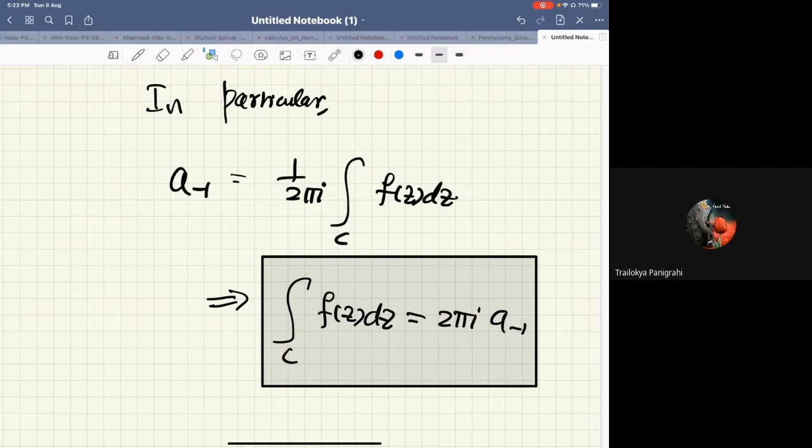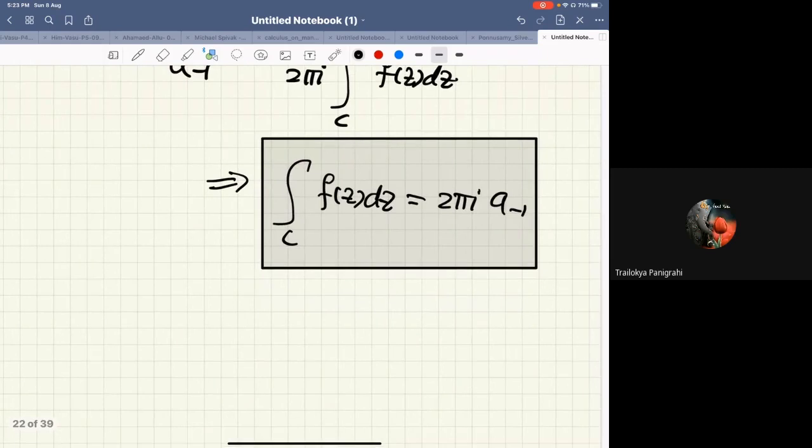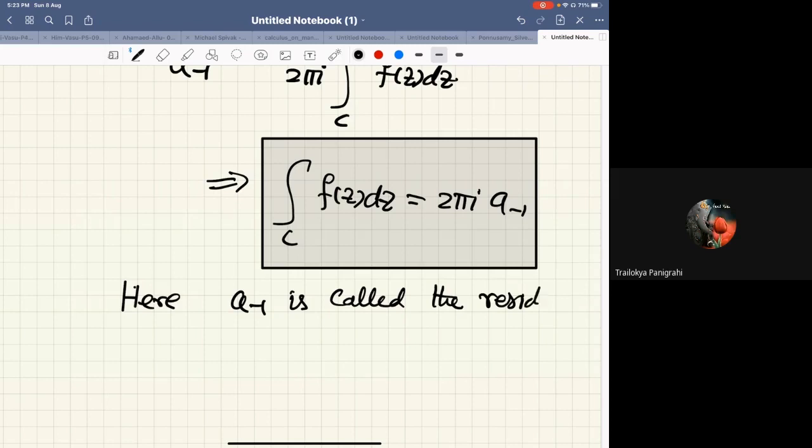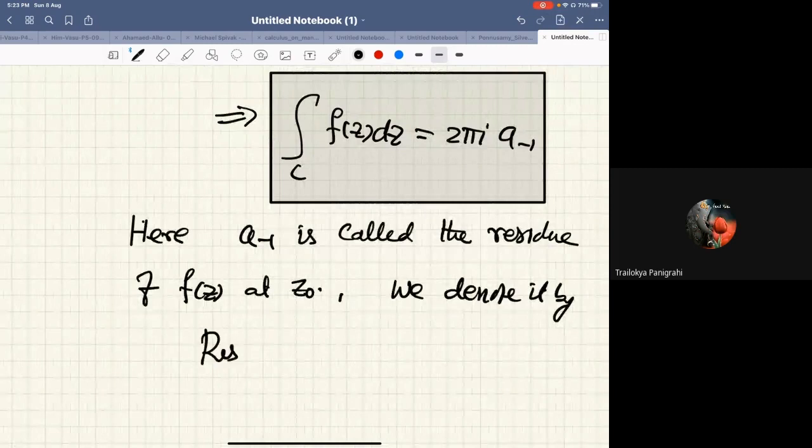Okay. Now here a minus 1 is called the residue of f of z at z naught, and we denote it by the residue of f of z at z naught.